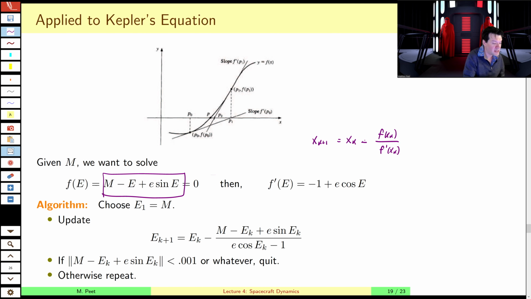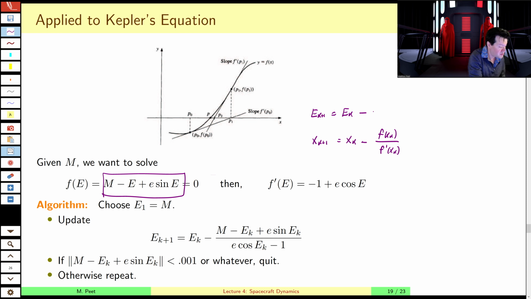So now, in this case, of course, x is e, so e of k plus 1 equals e of k minus f of e of k. What is f? F is just the Kepler equation, where we've moved sine e to the right. Instead of moving m to the right-hand side, we've moved it to the left-hand side, but same deal.